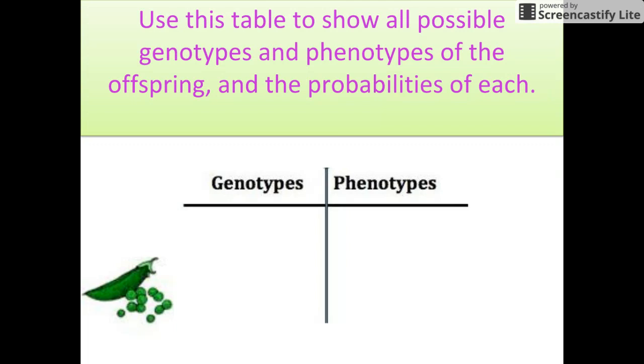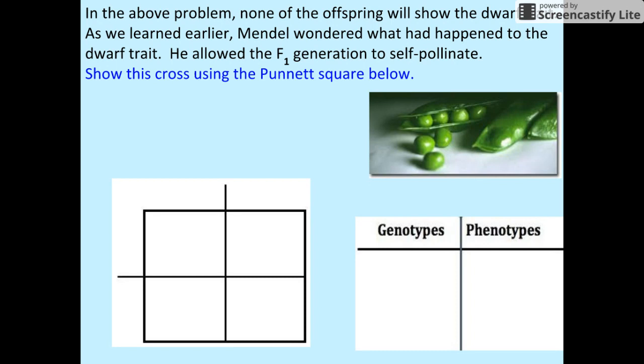So use this table to show all the possible genotypes and phenotypes of the offspring and the probabilities of each. So in that last Punnett square, we know that all four offspring, so four out of four offspring, will be heterozygous for big T, little t, and that's their genetic makeup and phenotype. All four of them will be tall. So in the problem above, none of the offspring will show the dwarf trait.